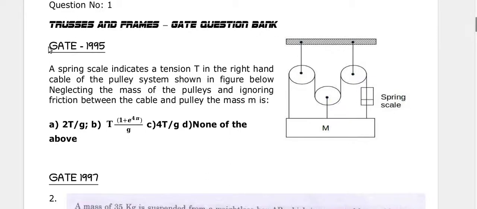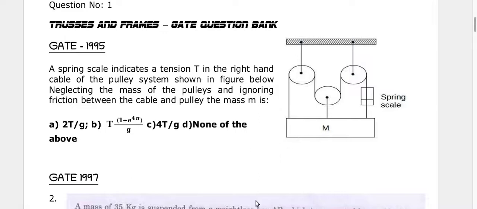This is the GATE 1995 paper. If you could see it over here, this is GATE 1995. A spring scale indicates a tension T in the right hand cable of the pulley system shown in the figure below. Okay, so it indicates a tension T over here. Neglecting the mass of the pulleys and ignoring the friction between the cable and the pulley, what is the mass M? Okay, so if something is related to mass M and they ask a few things on it, we can very well go ahead with drawing a free body diagram for mass M.